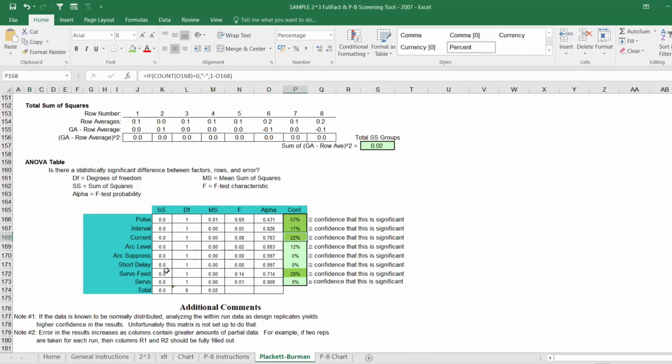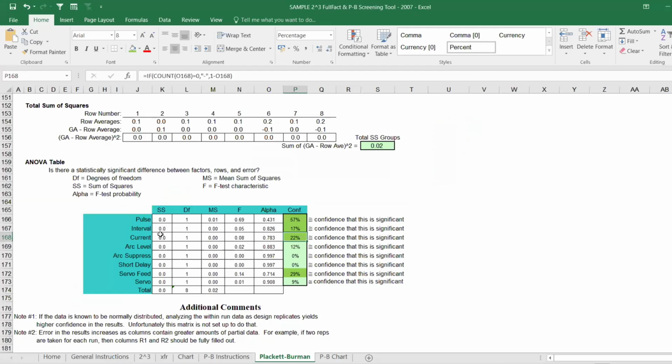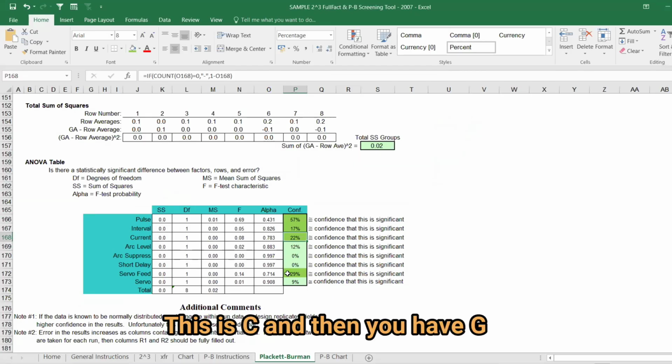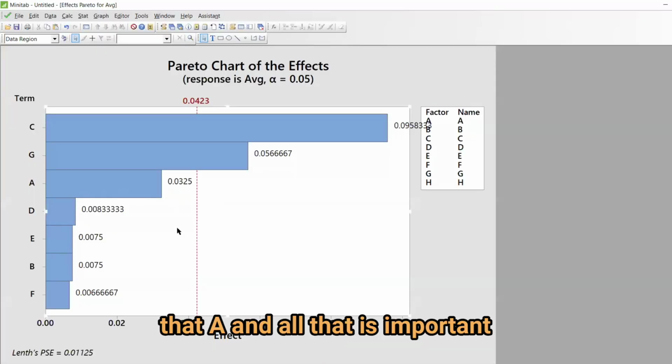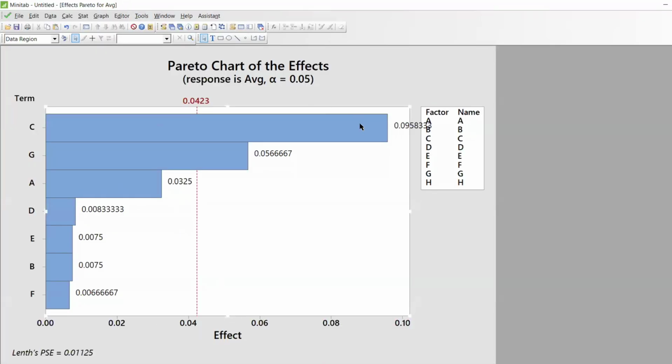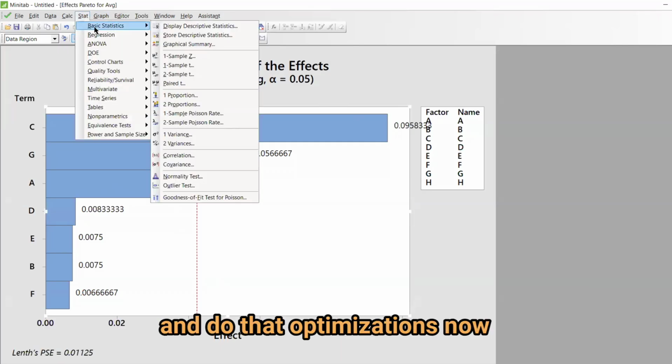C, and you have G, right? And C, this is C, and then you have G, and then you have A, and all those are important factors. So let me go ahead and do the optimizations now.